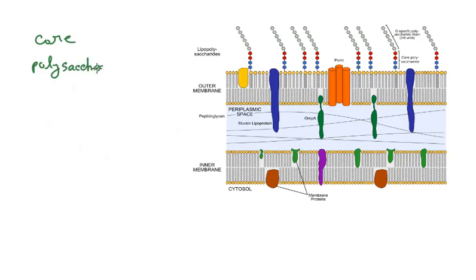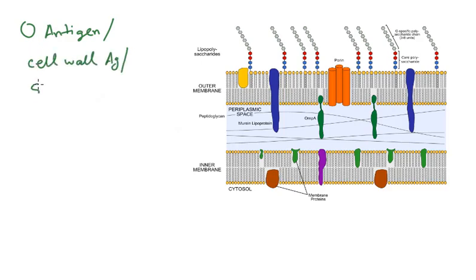Now the core polysaccharide is made of 25 repeating units of sugar. 3 to 5 types of sugar are present in these repeated units. And after the core polysaccharide, let's have a look at the O antigen. The O antigen means outer antigen, and is also known as the cell wall antigen or the somatic antigen.